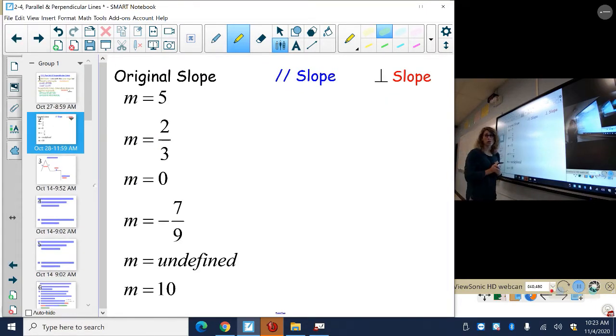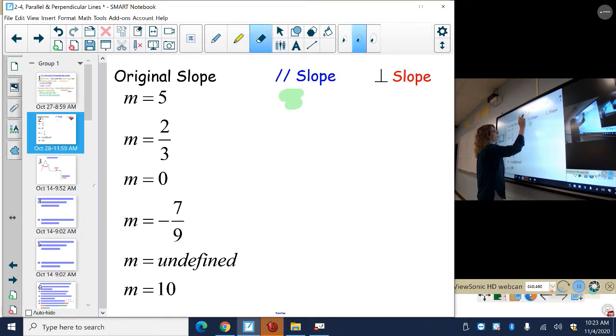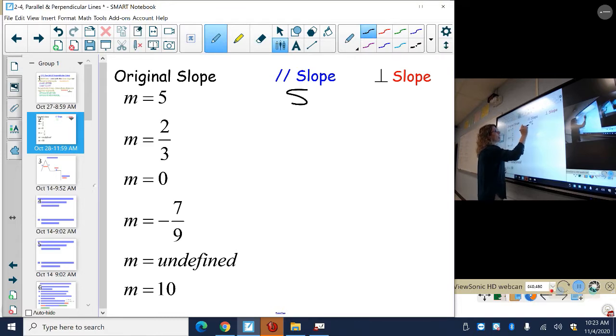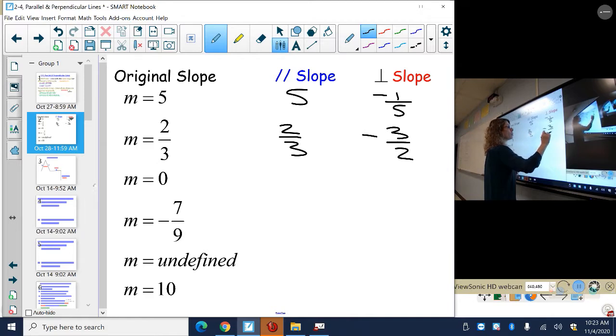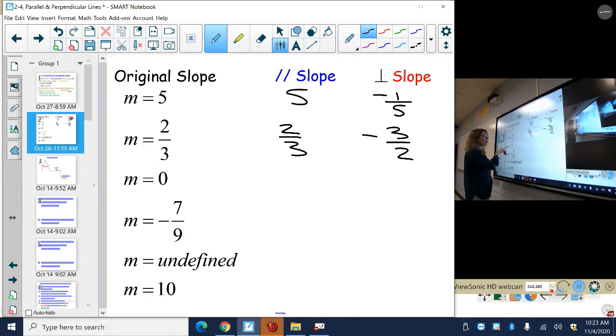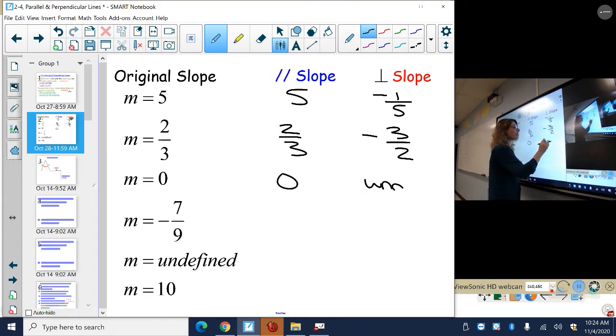Well, here's my original slope. My original slope is 5, so my parallel slope is going to be 5, okay? However, my perpendicular slope is going to be the reciprocal, and then the opposite of positive is negative. My slope is 2/3, so my parallel slope is 2/3. And then my perpendicular is opposite, so negative, and reciprocal, 3/2. Okay, parallel slope is going to be 0, and then the opposite of 0 is going to be undefined.